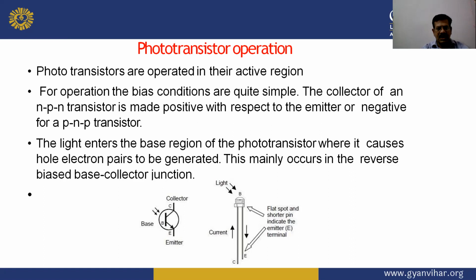One is base, the second is emitter, and the third is collector. The flat spot and shorter pin indicate the emitter terminal here. Light falls upon the emitter terminal, so here also there is generation of hole and electron pairs, and due to the generation of hole and electron pairs, current flows in the phototransistor.